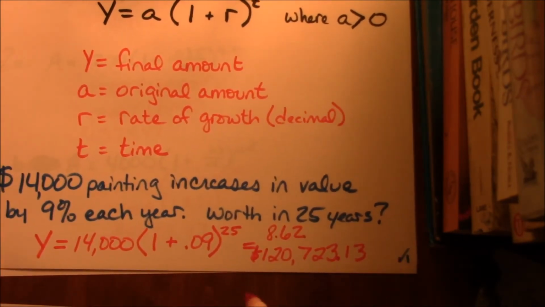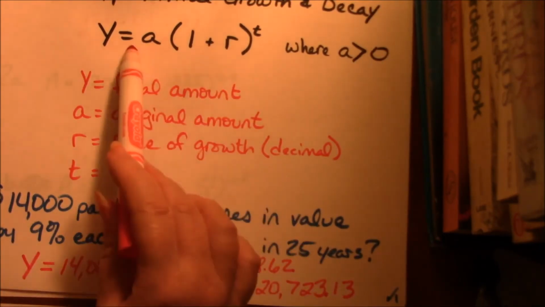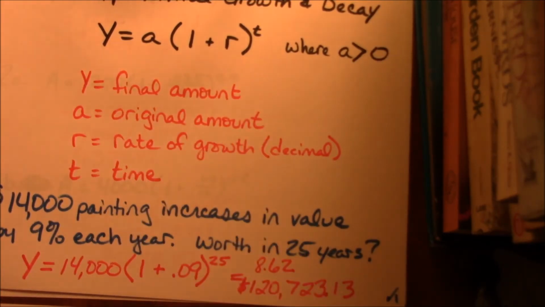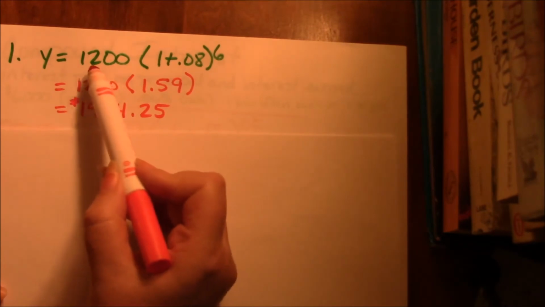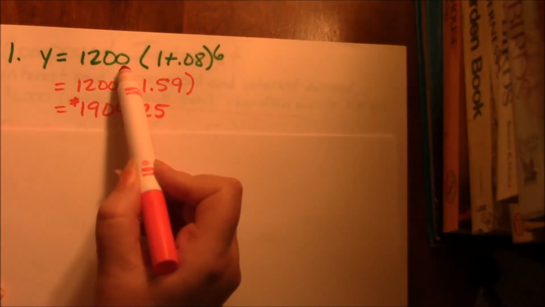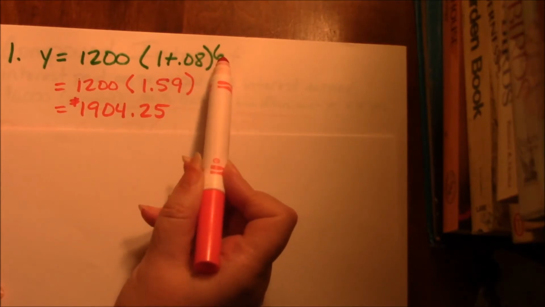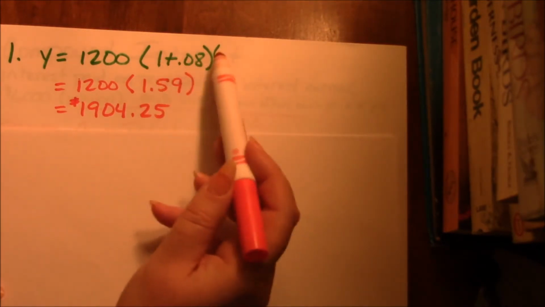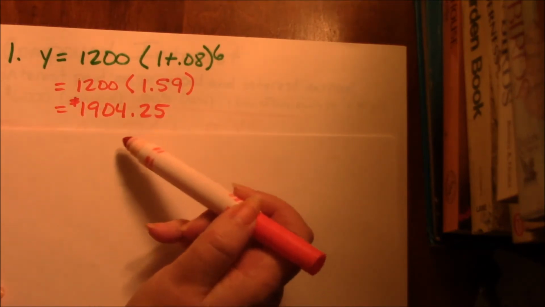So try Check It Out number 1. You're going to get a similar scenario, and you're just going to plug in the numbers and put it through your calculator. Pause here, come back when you're done. For problem number 1, we're finding out how much $1,200 increases by 0.08 at 6 years. This to the 6th power is 1.59, so you're going to end up with $1,904.25.